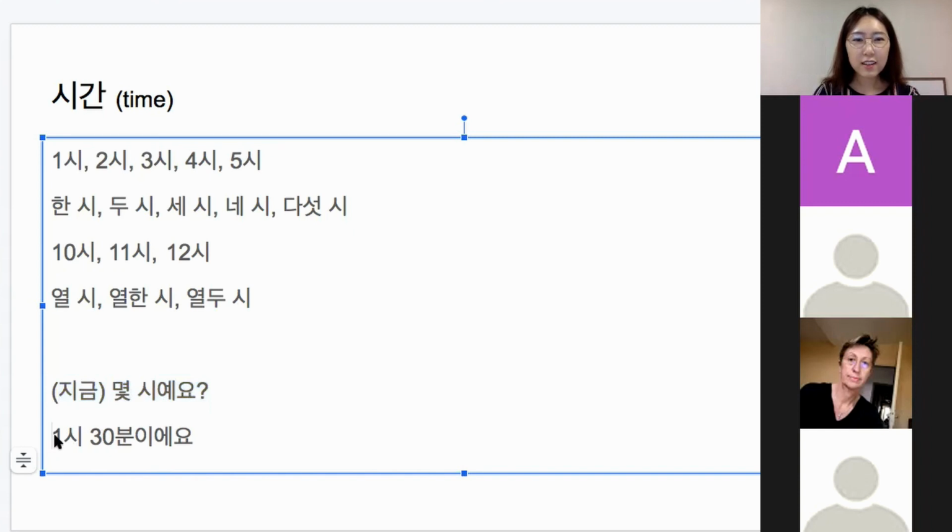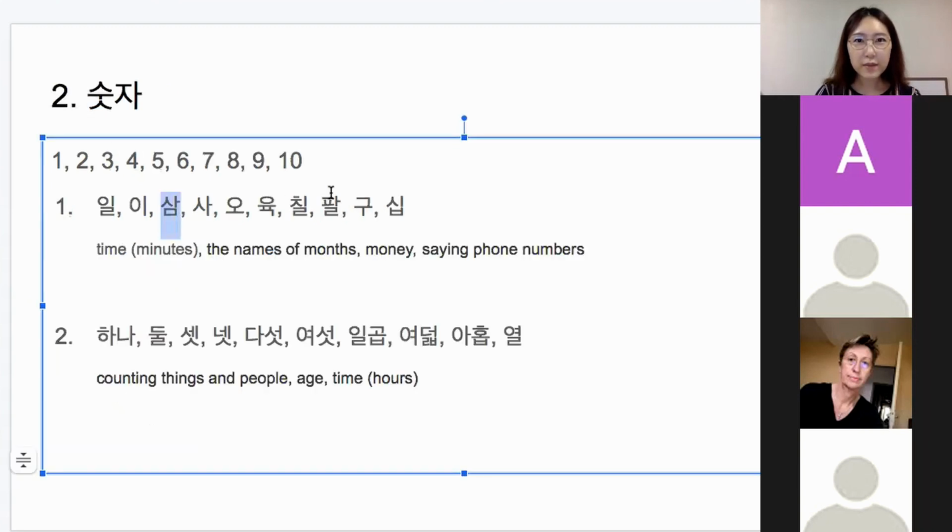Then these are your answer. Okay? 1시. When we use the second part of number for the hour, when we say minute, we use the first one. 30. 1시.